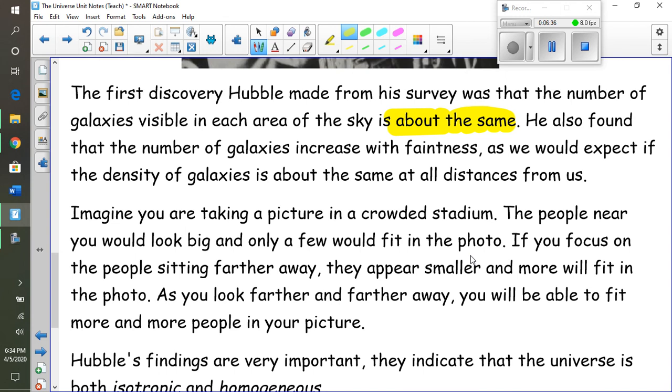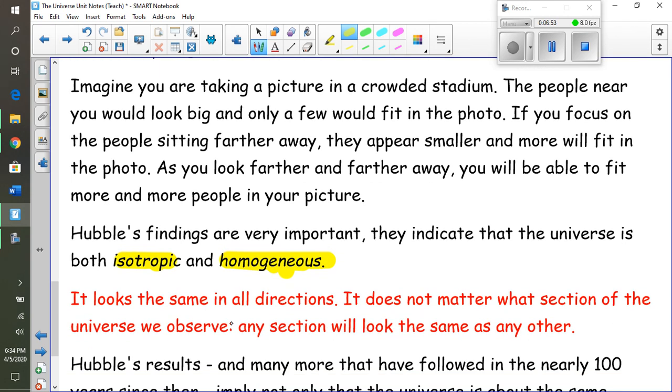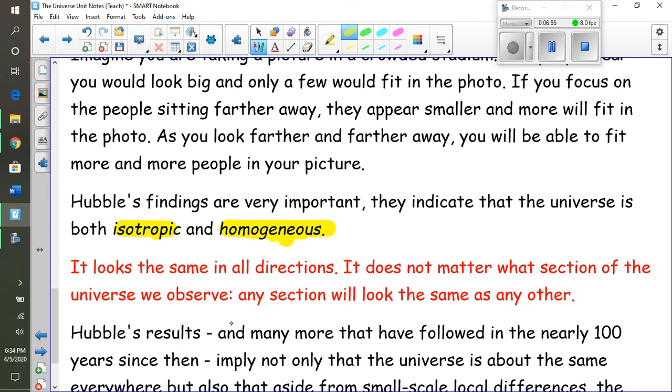As you look farther and farther away, you will be able to fit more and more people into your picture. So Hubble's findings indicate that the universe is both isotropic and homogeneous. These are the two important factors here. So what does this mean? Well, it means that the universe looks the same in all directions, and it doesn't matter what section of the universe we observe, any section will look the same as any other.